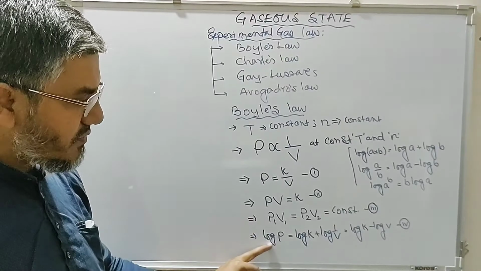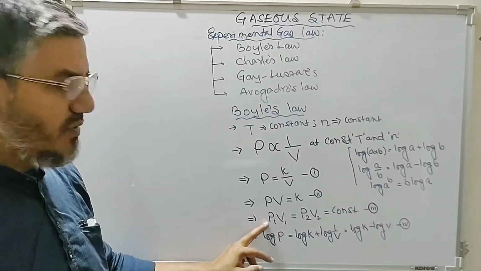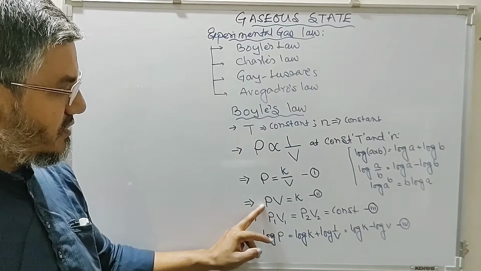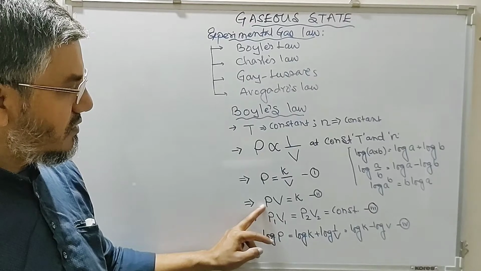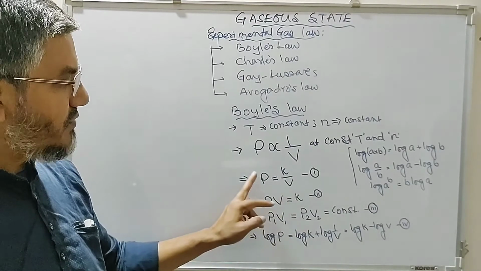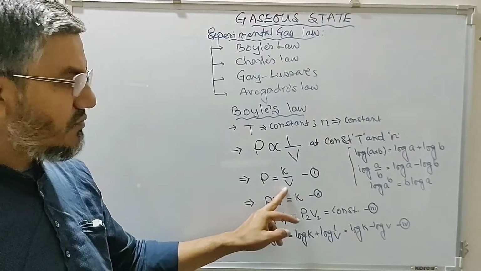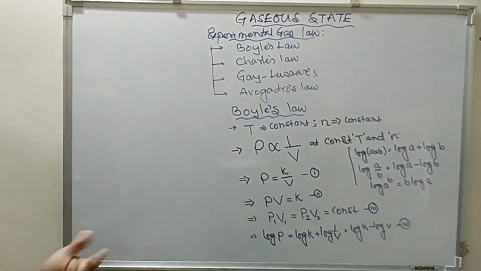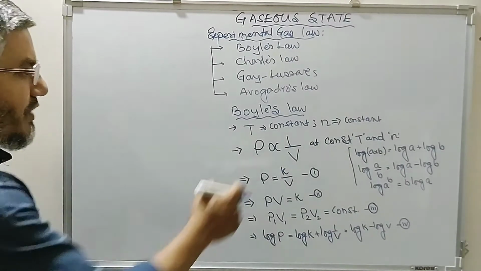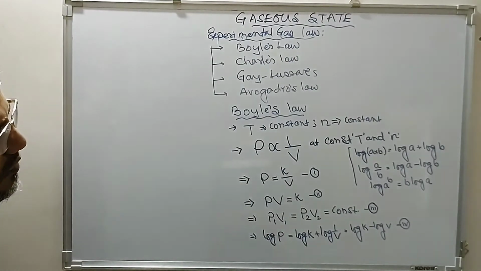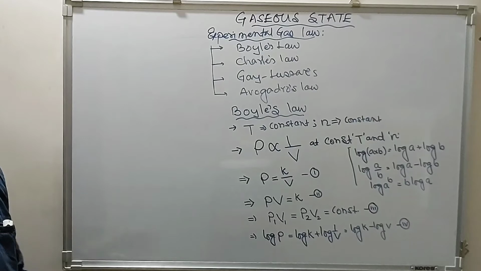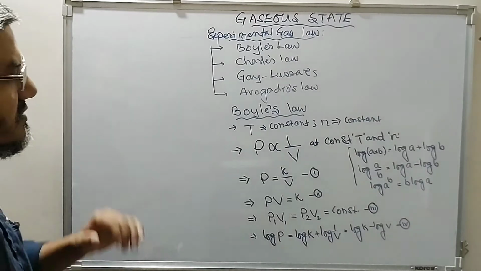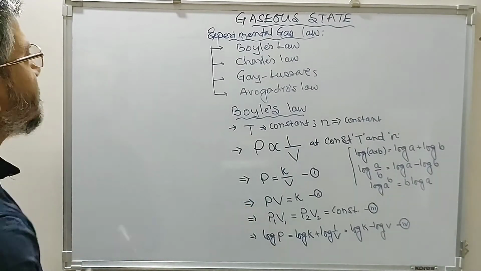So this is the logarithm form, this is pressure-volume at different temperatures, the pressure and volume product is always constant, pressure versus volume. Now we have to explain all these equations in graphical form. Before this, let me take up what is the meaning of this pressure into volume.